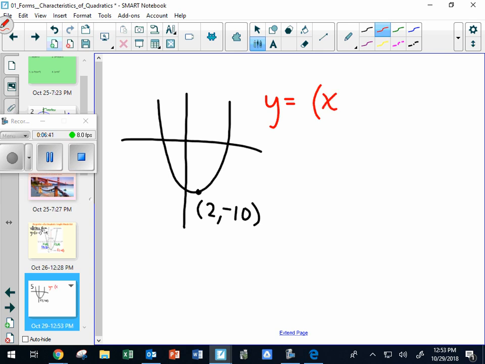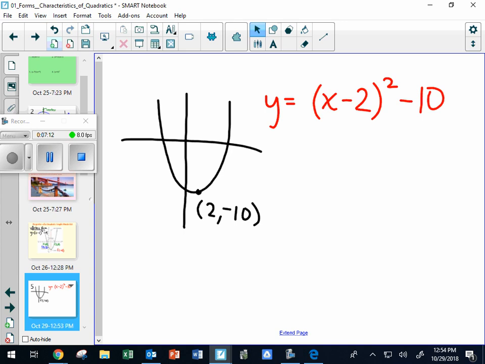Who thinks they know what to put here? Looking for someone new. How about someone from this row here? Yes. X minus 2. All right. And then that's going to be squared. And then what are we going to put at the end? I heard you say, could you say it a little louder? Minus 10. Exactly. So now we know how to write in vertex form.